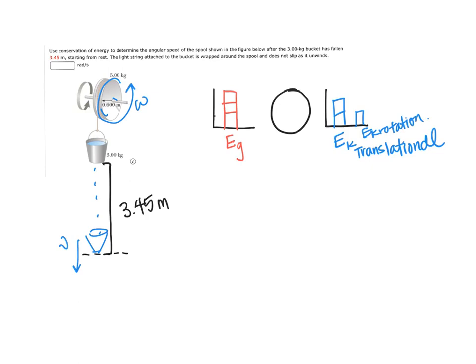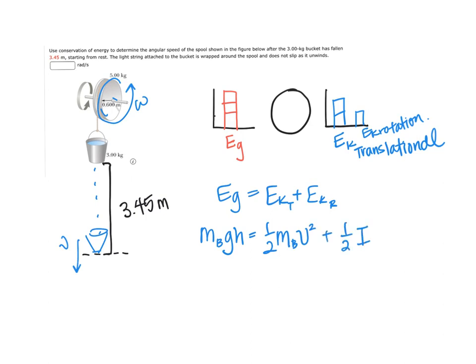So now let's set up an energy transformation equation. So we have Eg of the bucket is converted to both Ek translational of the bucket and Ek rotation of the disc. So we'll have M bucket g h is equal to 1/2 M bucket velocity squared plus 1/2 I of the disc times omega squared.